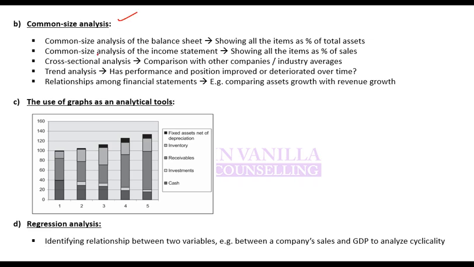Another tool is common size statement, which we have already discussed. So for example, in common size analysis of balance sheet, you take total asset as 100%. In income statement, you take sales as 100%. In common size analysis, you can have two types of analysis. One with the other companies or competitors, which is cross-sectional, or a time series analysis or a trend analysis, which is over a period of time for the same company. Relationships among financial statements: you can compare how much assets are growing, how much revenue is growing, and you can find out whether those are consistent or not.